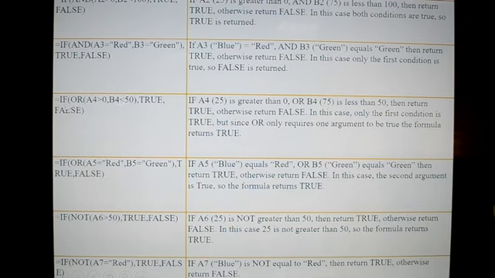Our next formula is IF OR: A4 higher than 0, B4 less than 50. True and false. If A4 25 is greater than 0 or B4 75 is less than 50, then return true. Otherwise return false. In this case only the first condition is true, but since OR only requires one argument to be true, the formula returns true.